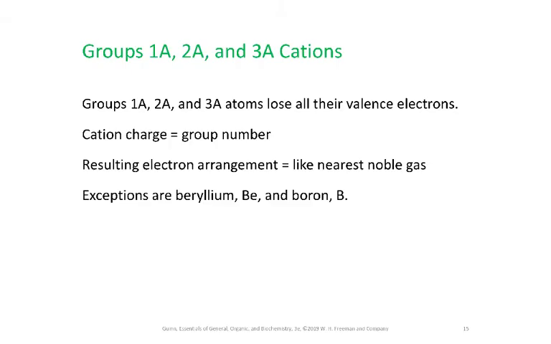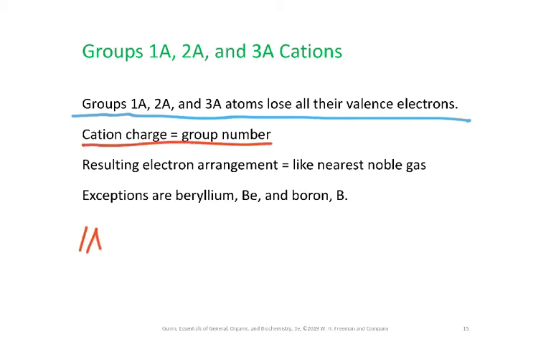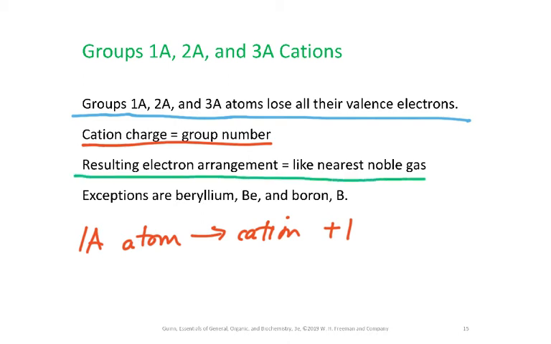So the trend is groups 1A, 2A, and 3A lose all of their valence electrons. Then the charge on the cation is equal to the group number, right? So a 1A atom becomes a cation with a plus 1 charge. And 2A becomes plus 2, and 3A becomes plus 3. And then the resulting electron arrangement is the nearest noble gas, which is the previous noble gas, the one from the prior row.